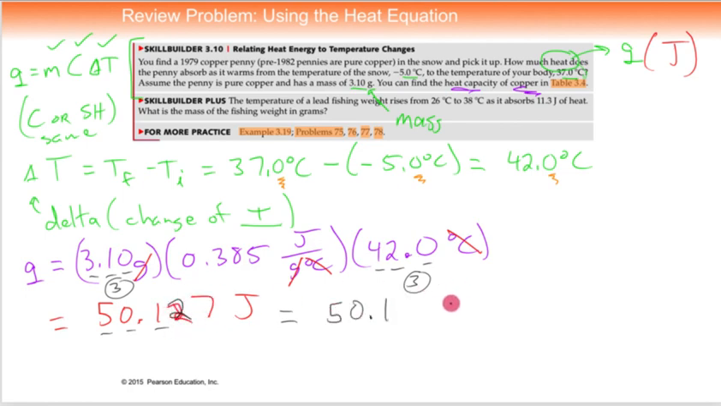So the correct answer here is that penny absorbed 50.1 joules of energy when it did that particular temperature transition. That's it. Thanks.